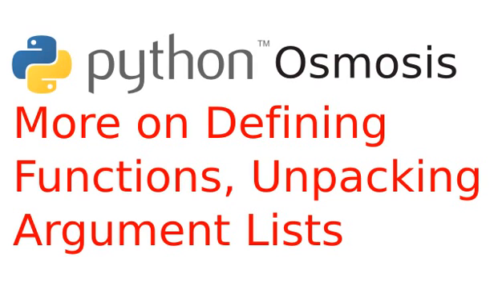I'm Ryan Shea, and in this episode we'll be talking about more on defining functions, unpacking argument lists. So we've talked about how you can send a list onto a definition, either via keyword or positional arguments, but what if you have a list or a dictionary and you'd like to send that onto your definition? Let's take a look at an example.